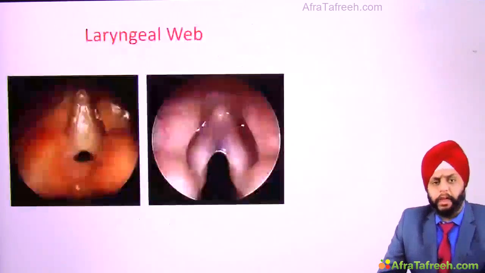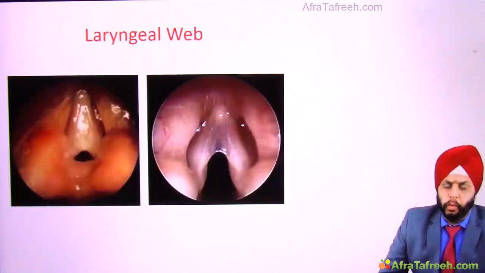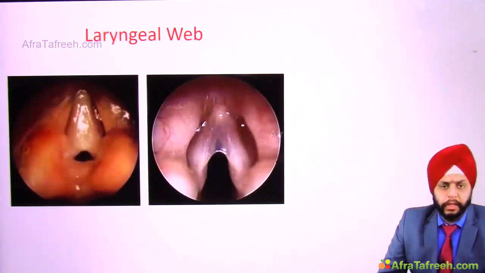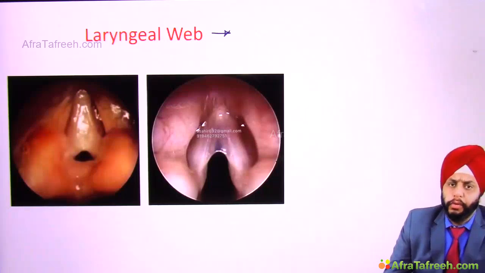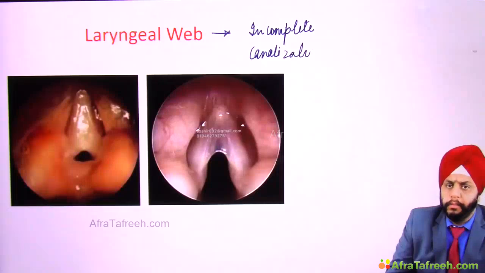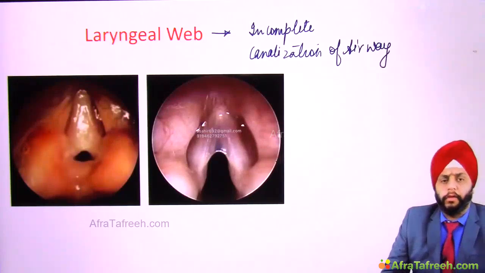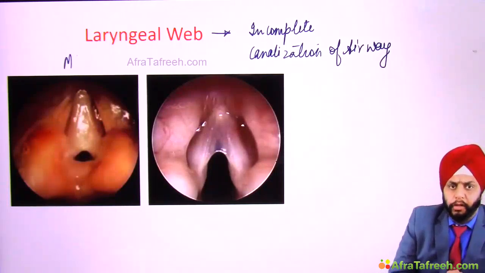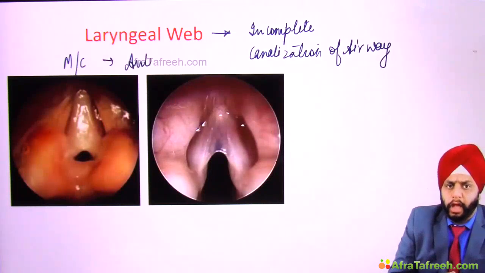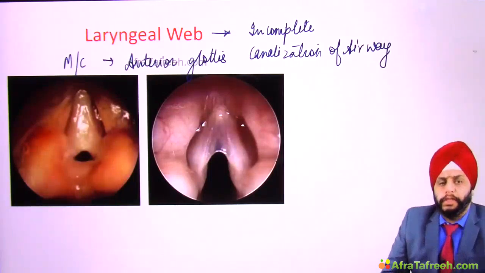Okay, now let's come to the next, laryngeal web. So what is a web? Web is a membrane. As you can see over here in the photograph, it's a membrane. Okay, now this web is formed due to incomplete canalization of the airway. So the airway canal formation is incomplete. Okay, and that leads to formation of a laryngeal web. First question asks, most common site of laryngeal web formation. So as you can see, the most common site is anterior glottis. That is the most common site for formation of these laryngeal webs.